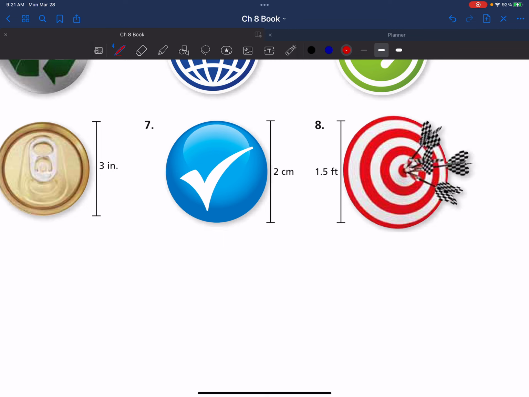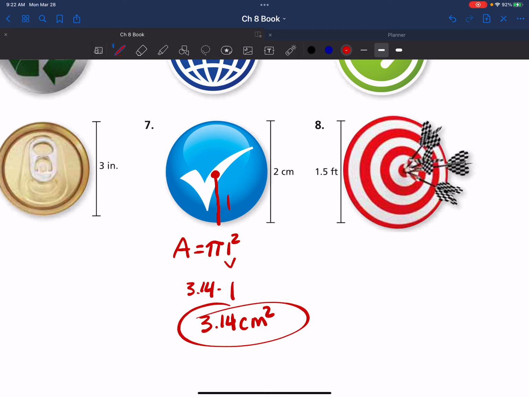So I've got number 7. We need the radius. The whole thing is 2. That means the radius would be 1. This one's easy. 1 squared is just 1, 1 times 1 is 1. 3.14 times 1, there you go. That was really easy.